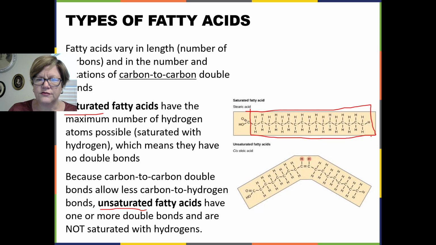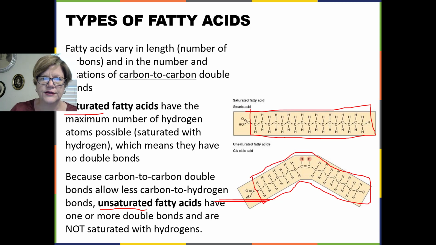I put a box around this one, and then I'll put a box around this one because this one's a little different. All right, if the hydrocarbon portion of the fatty acid doesn't have any double bonds, just in this part, then that's saturated. It means it has as much hydrogen as possibly could be.